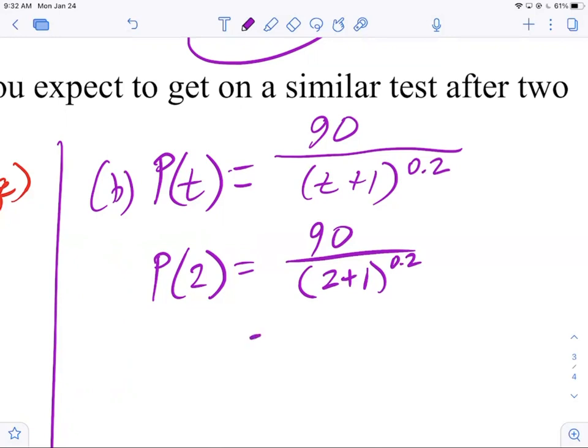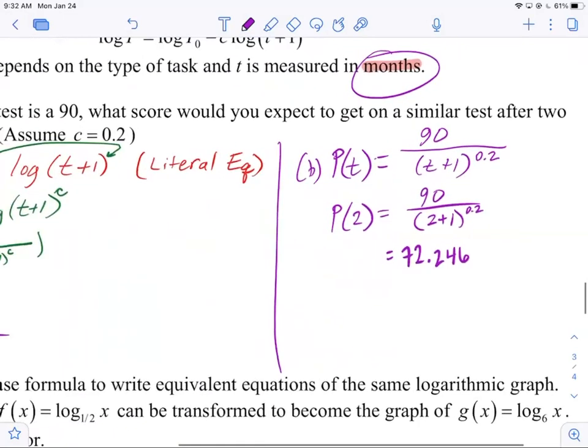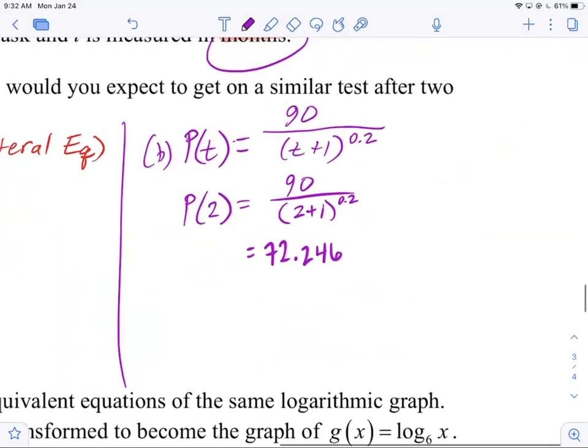And you think you're going to pass after 2 months? You made a 90 the first time. You think you're going to pass? No. According to Ebbinghaus, you make a 72.246, which of course I'll round down to a 69. Oh, all right. So yeah, you did pass, right? It makes sense. Now, what would happen after a whole year?